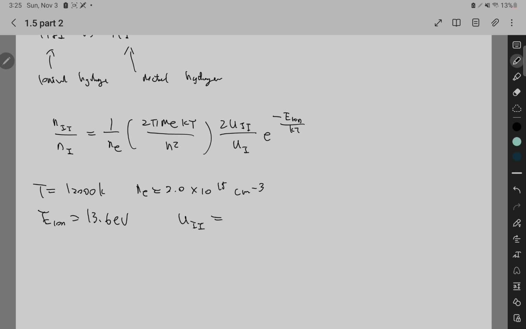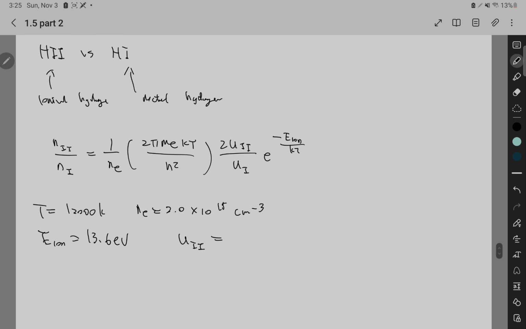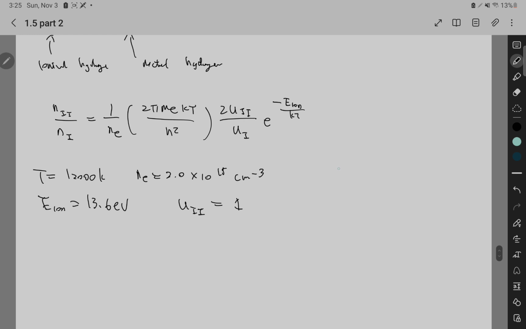And here the partition function for the ionized hydrogen is going to be equal to 1. Why is that? Because when you have hydrogen, this is a neutral hydrogen, and this is a hydrogen that has been stripped of its electron. It's just a proton. And when it's just a proton like that, you can assume that it has one energy state, right? So it only has one energy state. Well, remember the partition function is the summation of all possible energy states. So in this case, where it only has one proton, there's only one possible energy state. So that's why U_II is equal to 1.